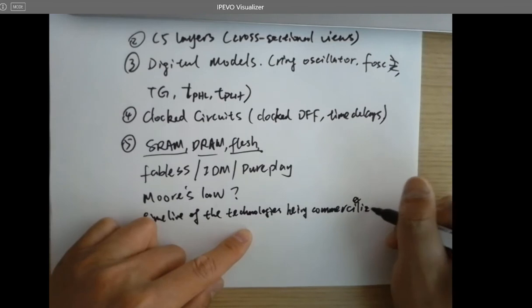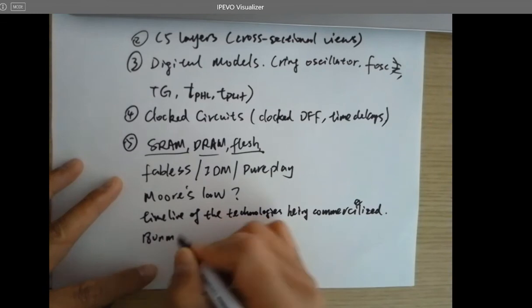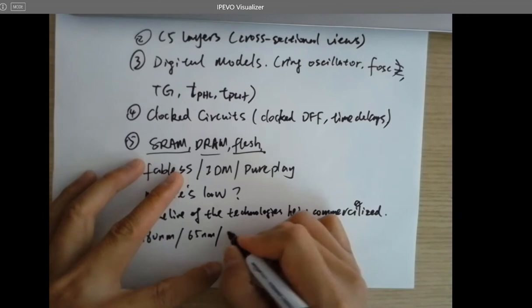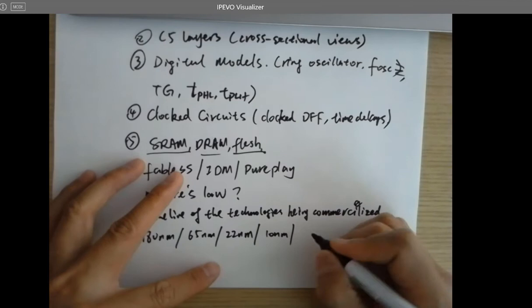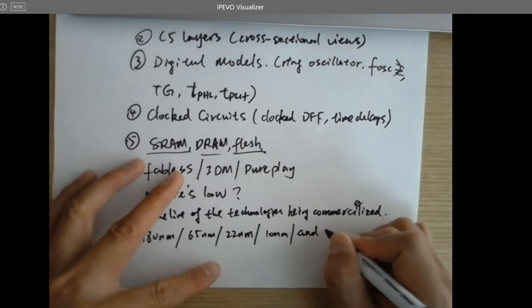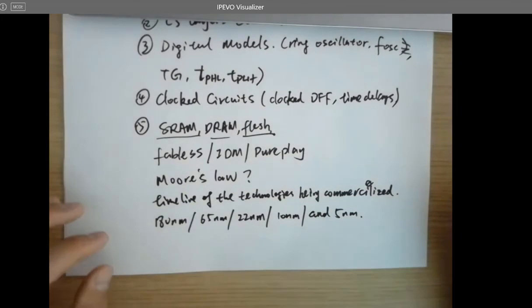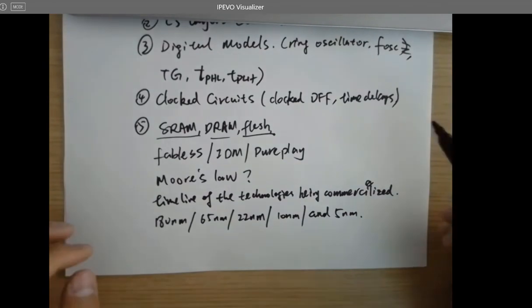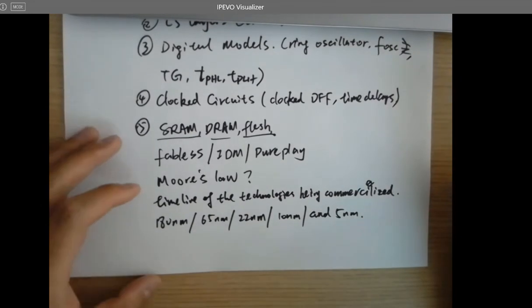Commercialized. So what are these: 180, 65, 22, 10, and 5? It doesn't have to be accurate. I'm going to cover this on Wednesday or Friday. It can be plus or minus 1 year, but if it's 2 or more years off, I will probably take some points off. Okay.